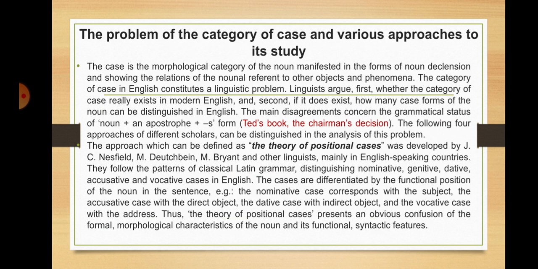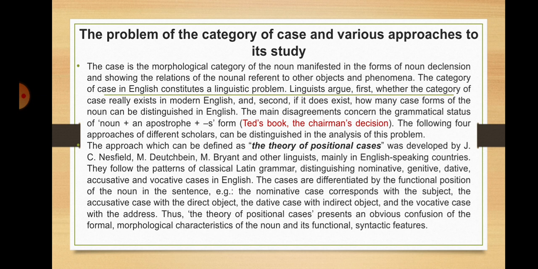The problem of the category of case and various approaches to its study. The case is the morphological category of the noun manifested in the forms of noun declension and showing the relations of the nounal referent to other objects and phenomena. The category of case in English constitutes a linguistic problem. Linguists argue first whether the category of case really exists in modern English, and second, if it does exist, how many case forms of the noun can be distinguished in English.